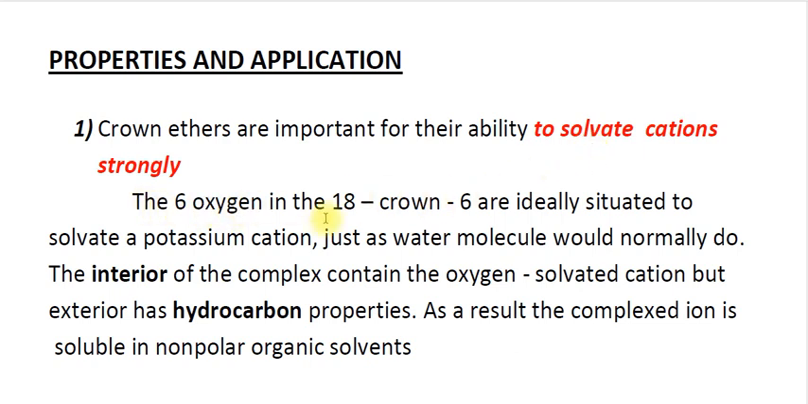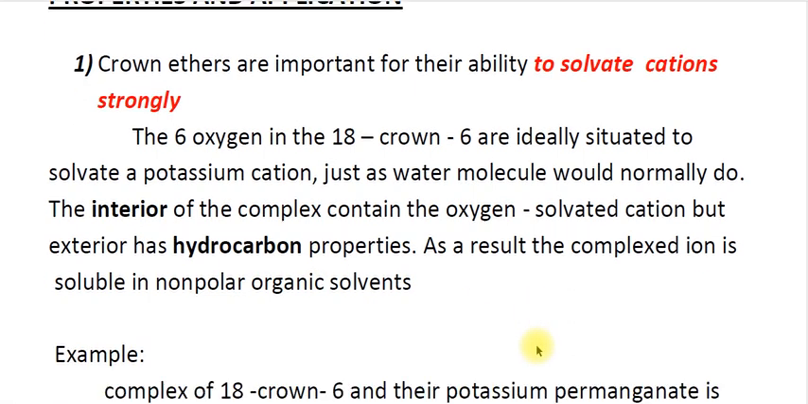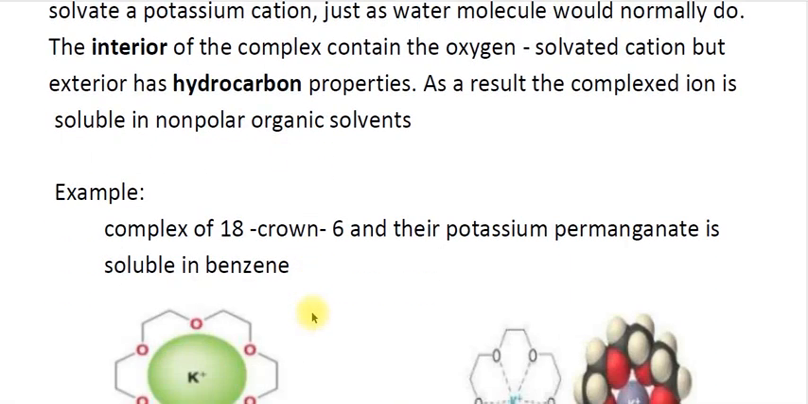The 6 oxygens in the 18 crown 6. We know that if the name is 18 crown 6, it consists of 18 atoms, and out of that 6 atoms are oxygen, ideally situated to solvate a potassium cation just as water molecules would normally do. The interior of the complex contains the oxygen-solvated cation, but the exterior has hydrocarbon properties. As a result, the complex ion is soluble in a non-polar solvent.